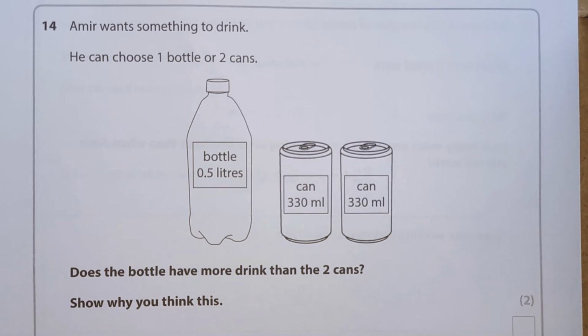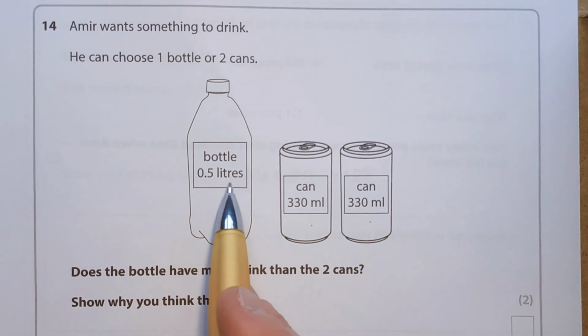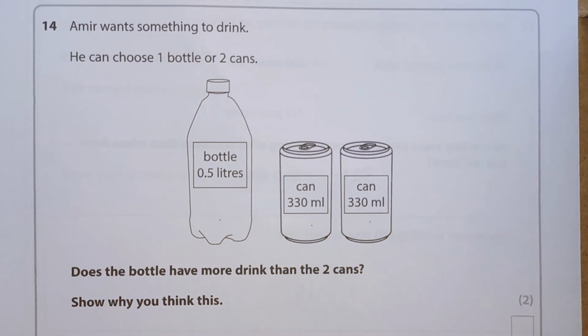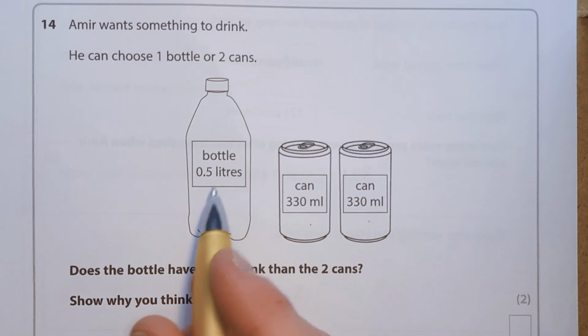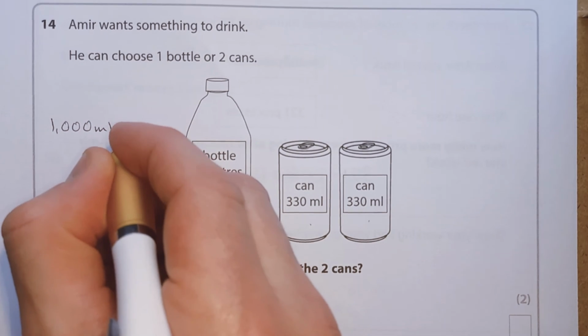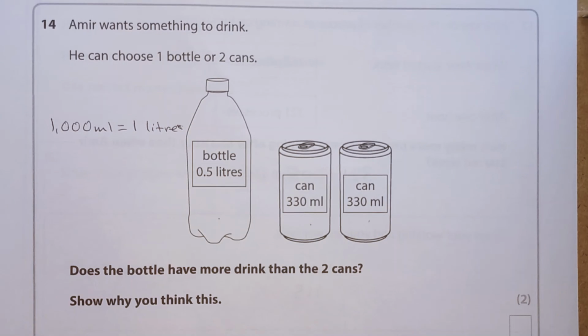Question 14. Amir wants something to drink. He can choose one bottle or two cans. The bottle is 0.5 litres. The cans are both 330 millilitres. Does the bottle have more drink than the two cans? Right, well, I know that there are 1,000 millilitres in 1 litre. So we can convert this into millilitres, and then we've got them both in the same units.